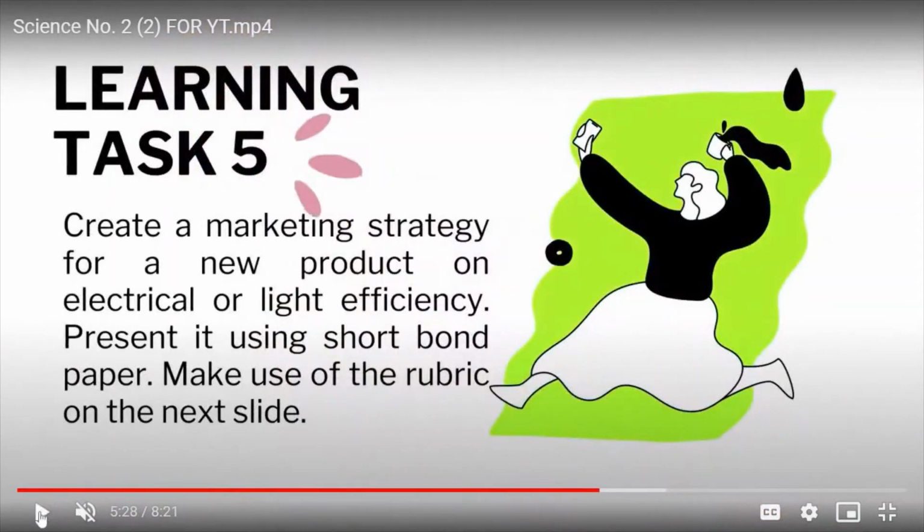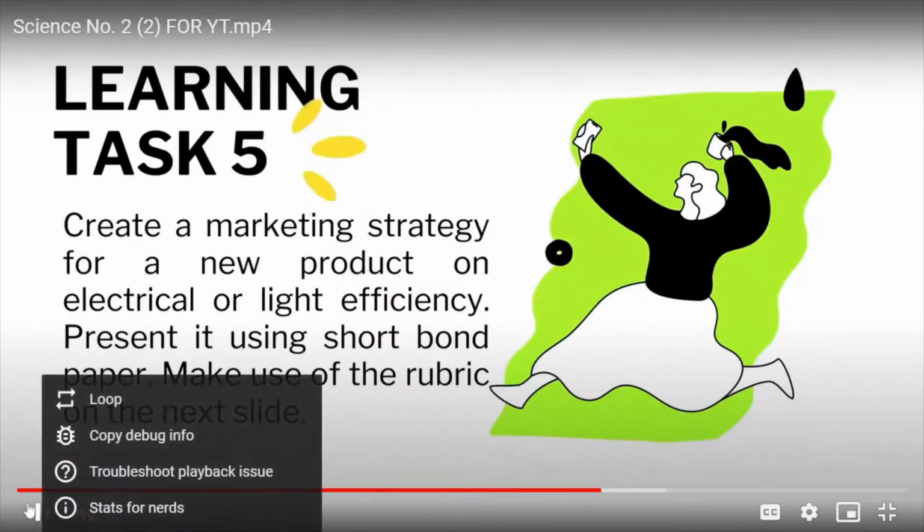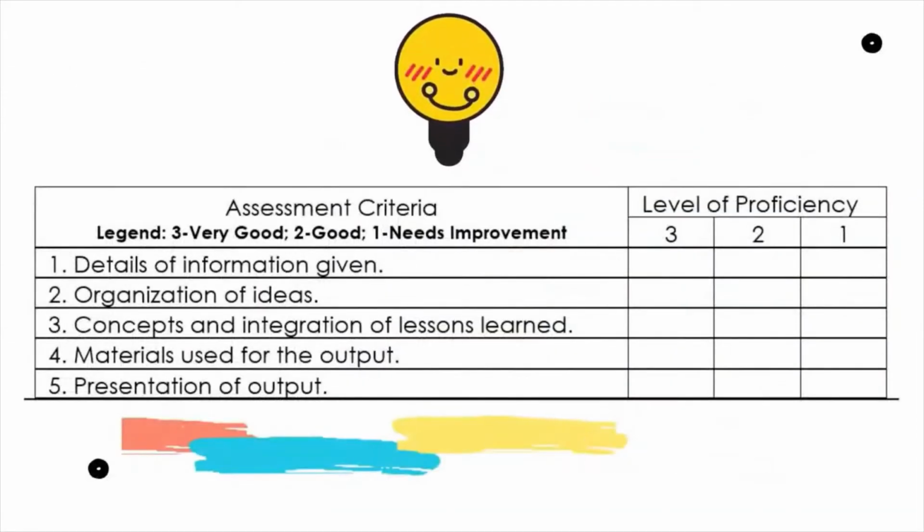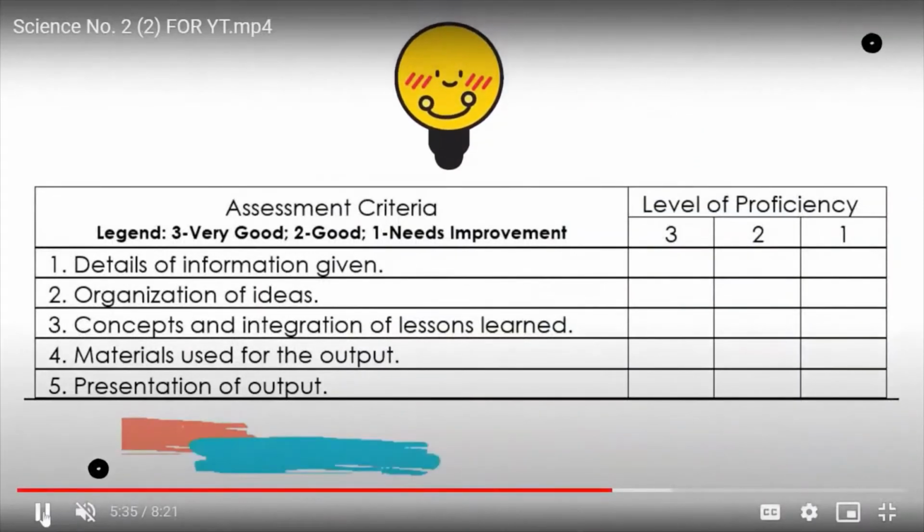Learning task 5. Create a marketing strategy for a new product on electrical or light efficiency. Present it using short bond paper. Make use of the rubric on the next slide. This time we're going to make a marketing strategy. Don't worry because I'll be giving you an example. Let's go. But be guided with these rubrics.